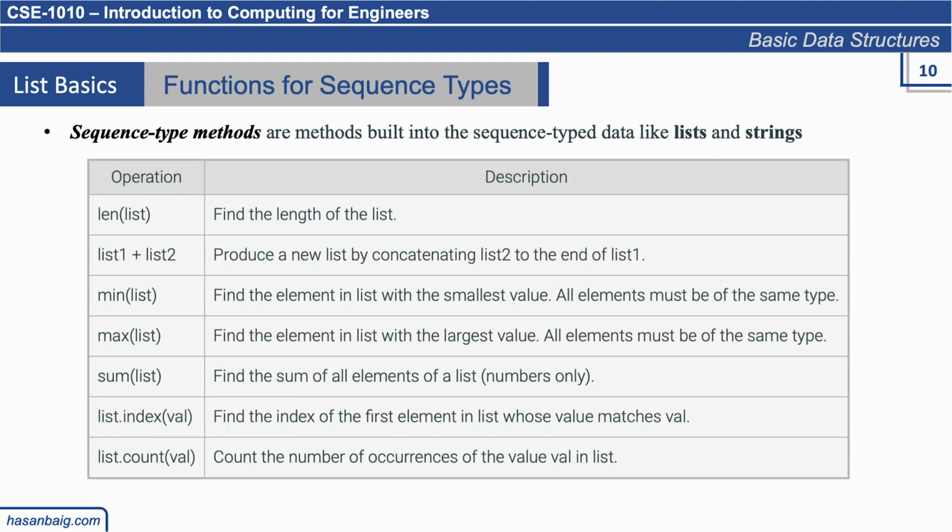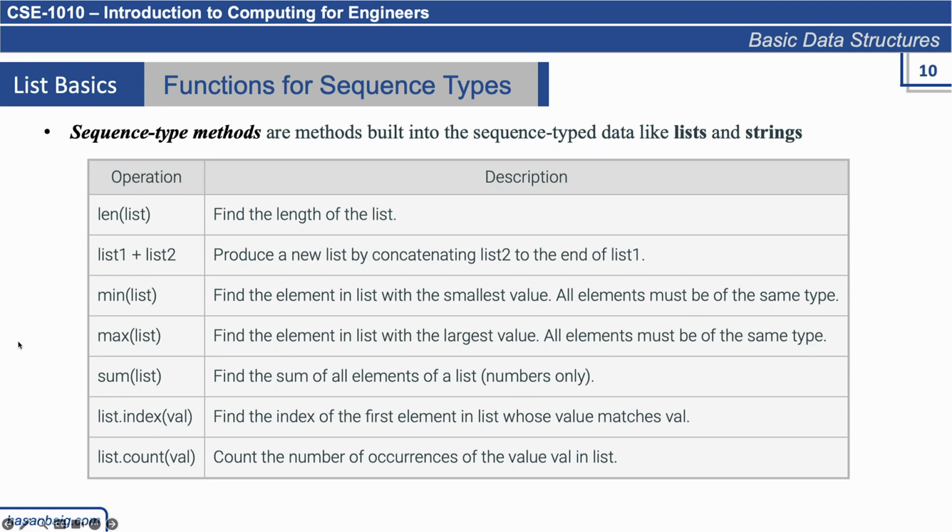These are some of the operations that we can perform on sequence type objects, like len. We pass the list to this method, and it returns the length of the list, for example, how many elements are stored in the list. Similarly, with list 1 plus list 2, you can have a list of computer science students and a list of engineering students, and combine them to represent a new list of students enrolled in the CSE 1010 course.